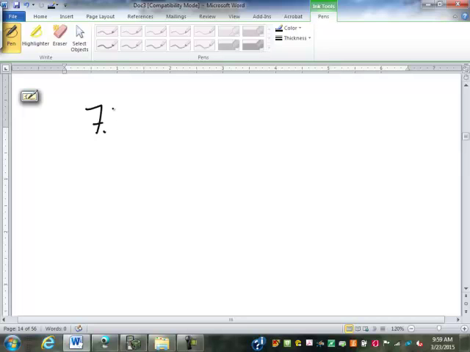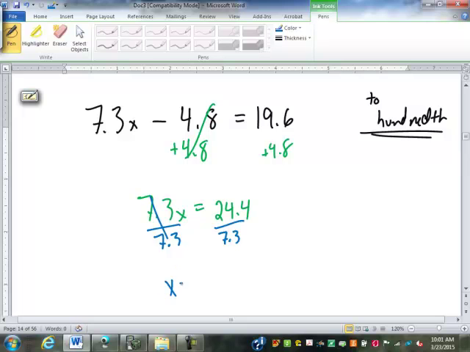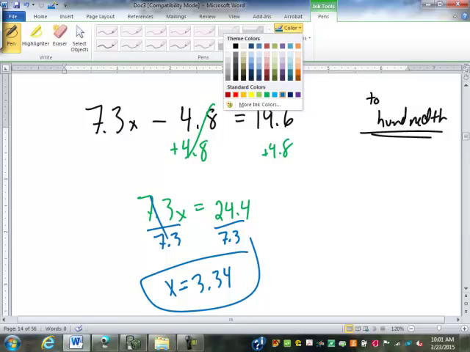Okay, so I'm going to have you guys try one. Go ahead and try to solve that one. The nearest hundredth if it has to be rounded. So what's our first step? Add 4.8. Good. So 7.3x equals 24.4. What's next? Divide by 7.3. So x equals 3.34 if you're going to the nearest hundredth, right? Hundredth would be 2 decimal places.